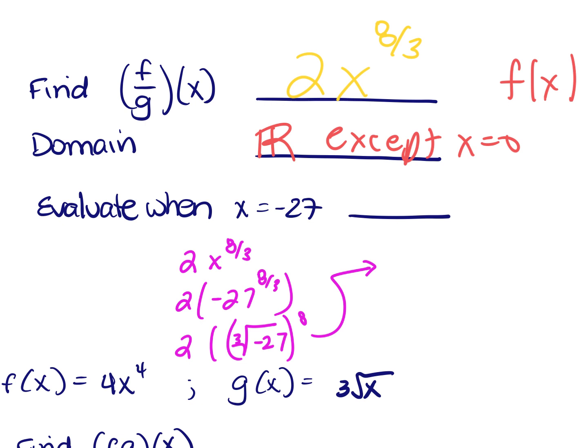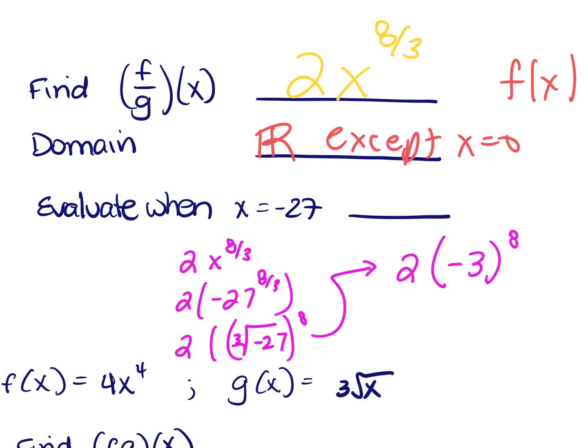Everybody with me? So now I say, okay, well, I have 2. What is the cube root of negative 27? What times itself 3 times gives me negative 27? Negative 3. So negative 3 to the 8th power.